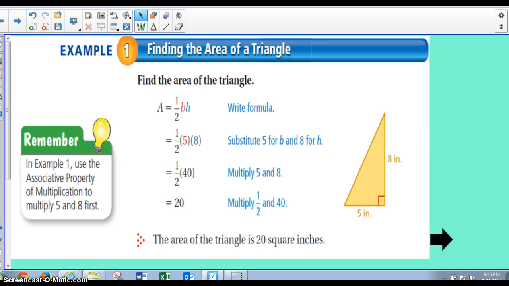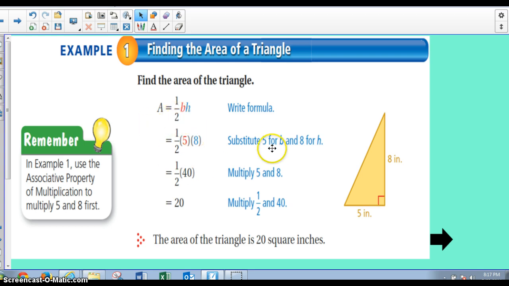Okay, so let's take a look at example 1. And there's a light bulb, remember. It says in example 1, use the associative property of multiplication to multiply 5 and 8 first. Let's take a look at what that means. Area equals 1/2 base times height. Again, they wrote the formula, which I'm going to ask you to do all the time.